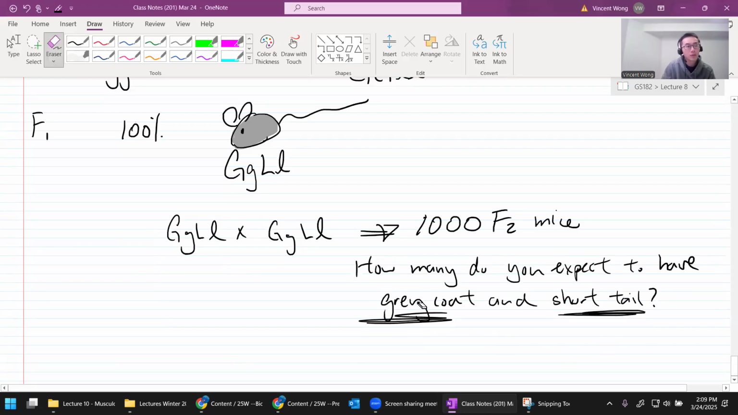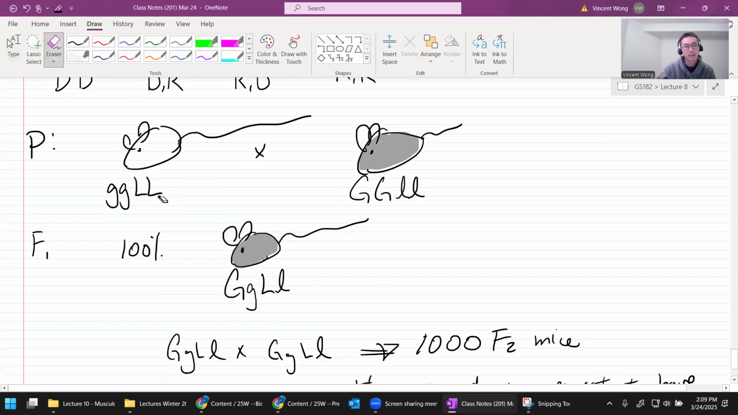Is gray coat dominant or recessive, guys? Is gray dominant or recessive? Dominant. What about short tail? Dominant or recessive? It's not dominant. Yeah, I think it's recessive, isn't it? Recessive. Yeah, look. Big L is long tail, right? Small L is short tail. Make sense?